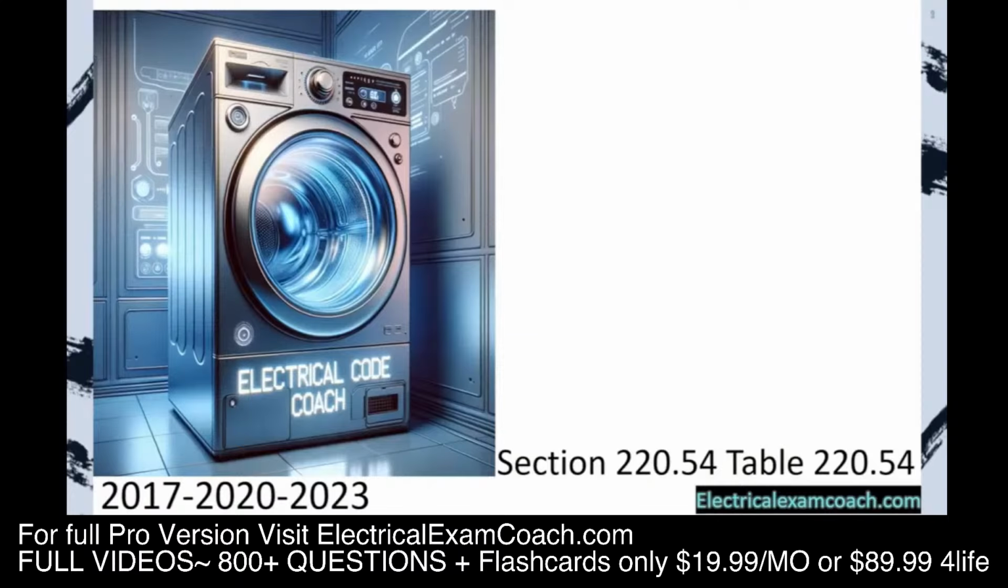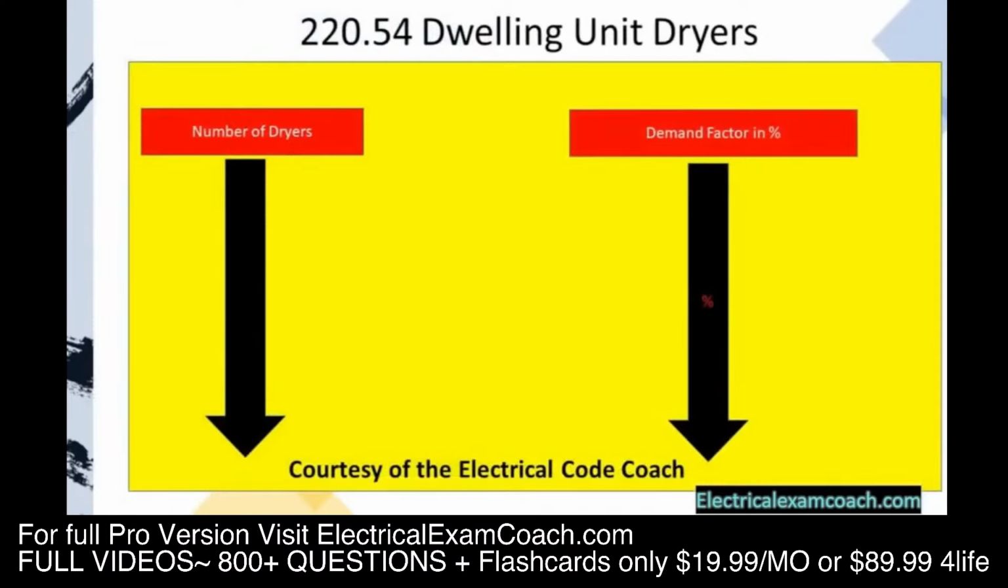Let's head there now. When we get to table 220.54, we're always going to read our black bold heading to make sure we're in the right table. Great, I feel like we are. We're going to start on the left-hand side and find our number of dryers. Then we're going to use a straight edge and come over and find our demand factor in percentage.